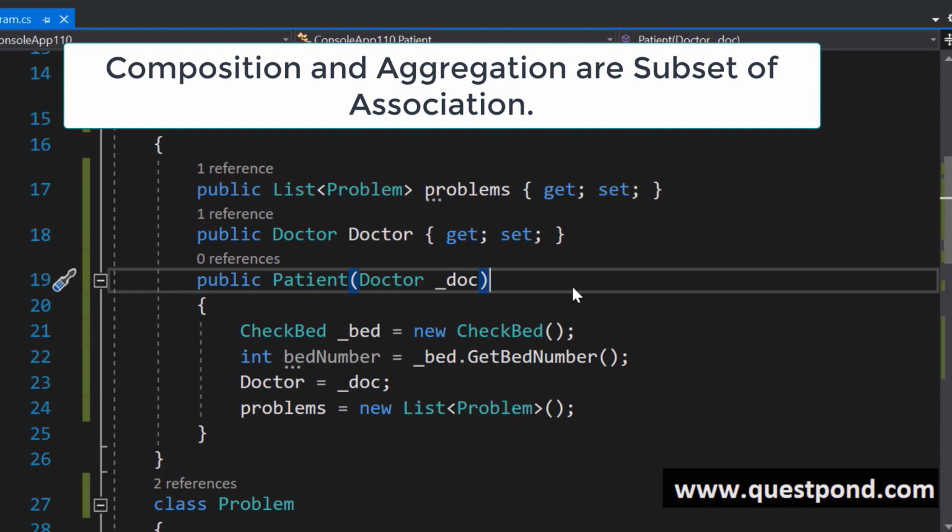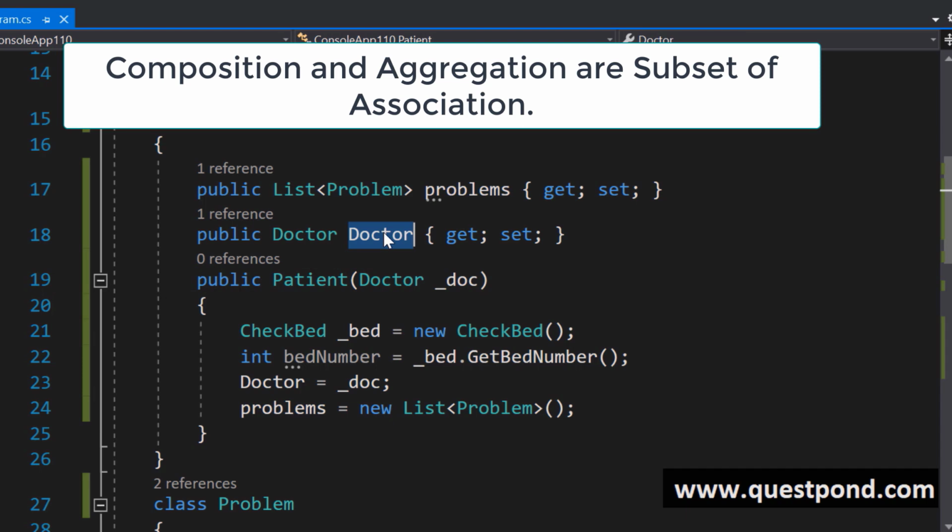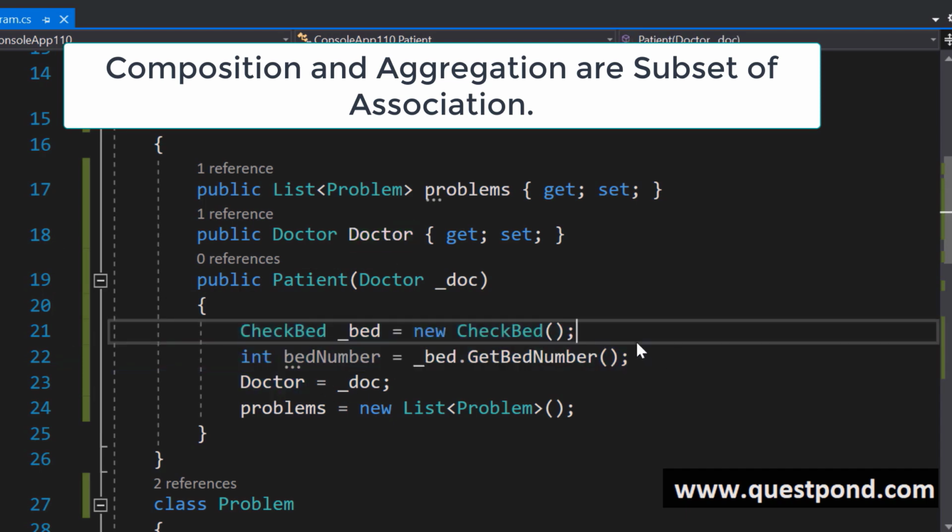So when you're not clear whether this is a composition or an aggregation, then you just say this is an association, frankly. Association is more of the main category, and then there are two types of different categories: one is composition and one is aggregation. So in the interview, you can say association just defines that two objects are dependent on each other, and aggregation and composition are a subset of association.